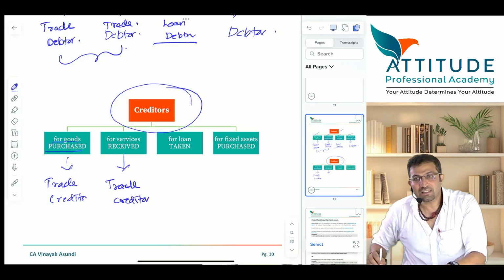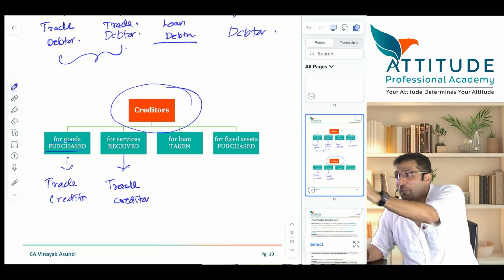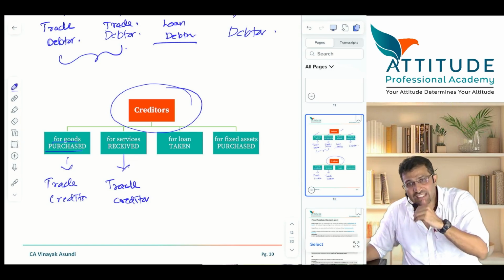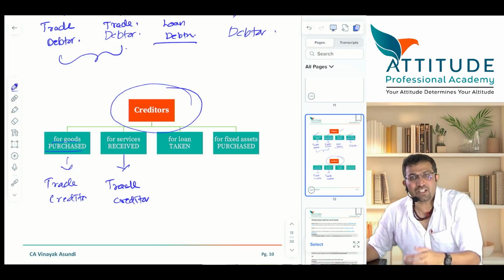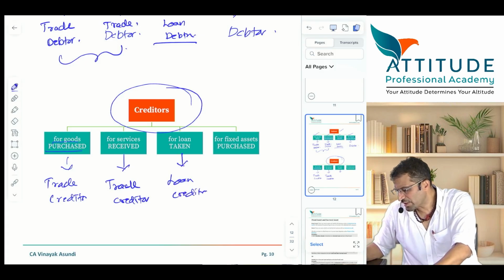Did you understand? I have taken a loan. Pranav has taken a loan from you. Look from Pranav's angle, not from your angle. So for Pranav, he has already received the loan. Now he has to repay the loan. So you are a loan creditor. Just creditor also is okay.